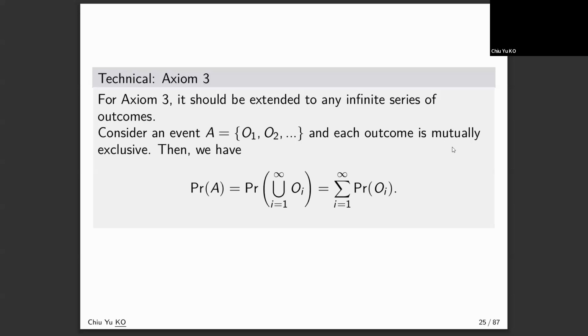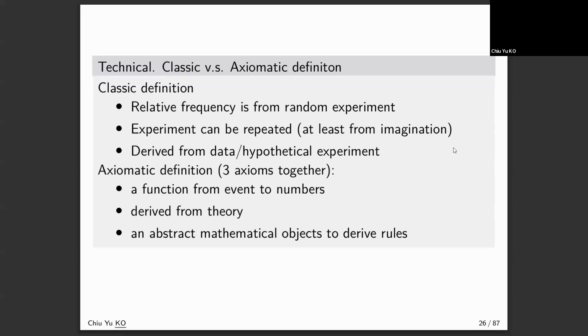Okay, so just to remind you, the classical definition of probability relies on an experiment. You can repeat something in the real world. But the axiomatic definition doesn't rely on the real world. As long as the probability you assign satisfies the three assumptions, then you're done. And how to fill up those things is by assumption. Okay.